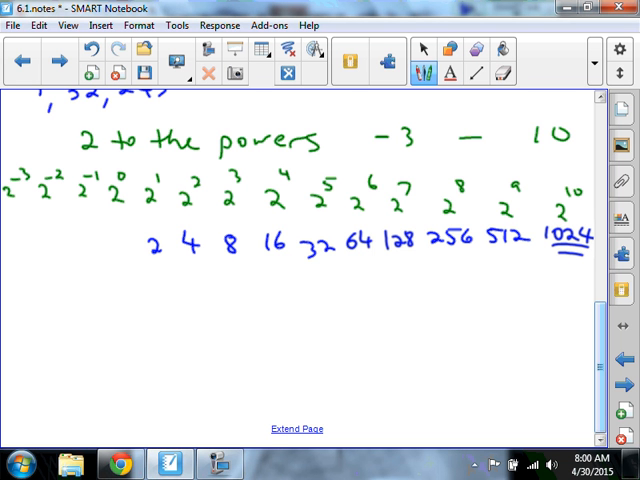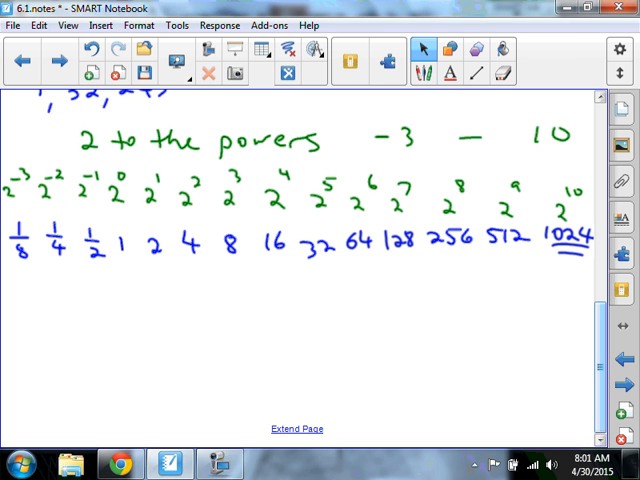So anyway, let's see. 2 to the 0 power, what's that going to be? 1. And 2 to the negative first power is... I'm excited about this one because nobody said negative something. Thank you for not saying negative something. It is 1/2. And then 2 to the negative second is 1/4, so 2 to the negative third is 1/8, right?